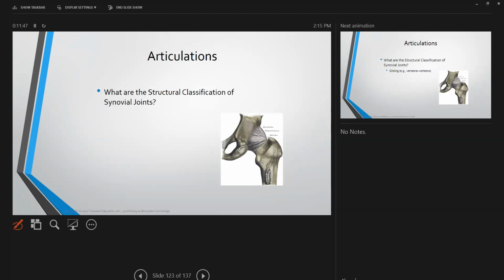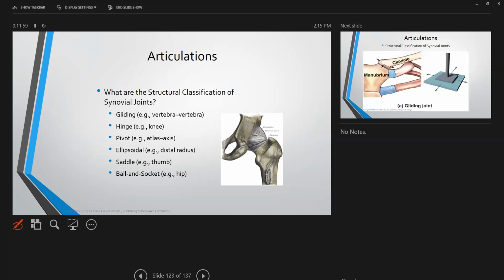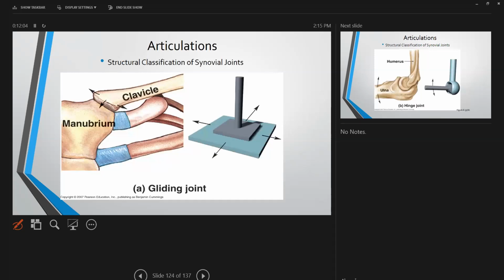What are the structural classifications of synovial joints? So you've got gliding joints, hinge joints, pivot joints, and ellipsoidal joints, as well as saddle joints and a ball and socket joint. So just different types of joints. So here are some examples of articulations.